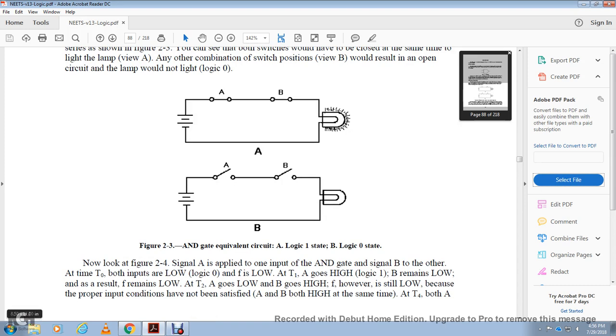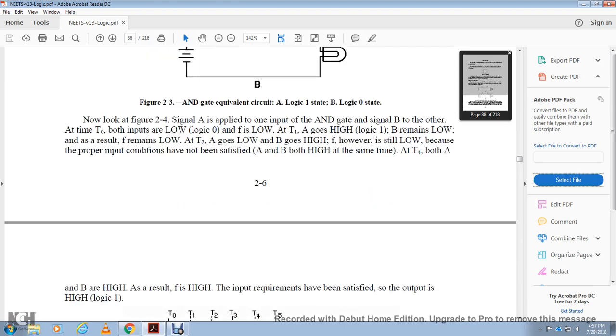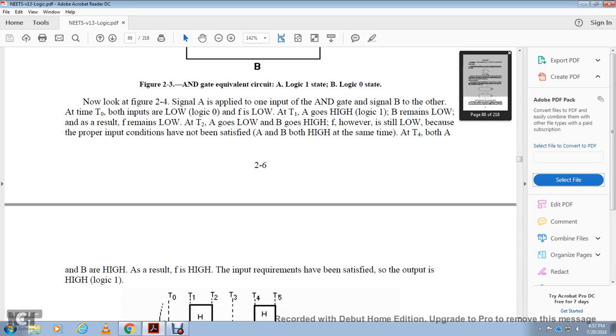At time interval 0, both inputs are logic low, logic 0, and F is low. At time interval 1, A goes high, logic 1, while B remains low, and as a result F remains low. At time interval 2, A goes low and B goes high. F, however, still stays low because the input conditions have not been satisfied. A and B are both high at the same time in time interval 4. Both A and B are high, and as a result the output F is high, logic 1, because the input requirements have been satisfied.